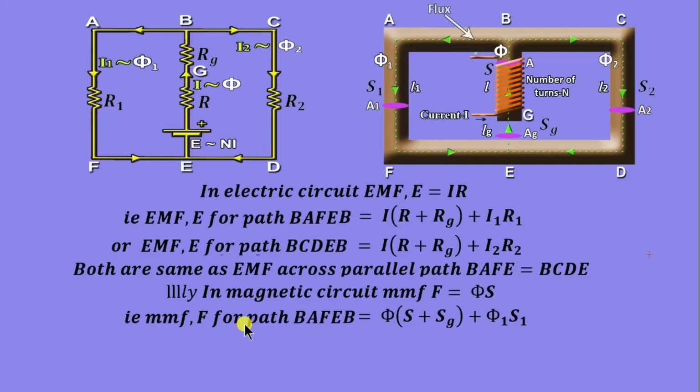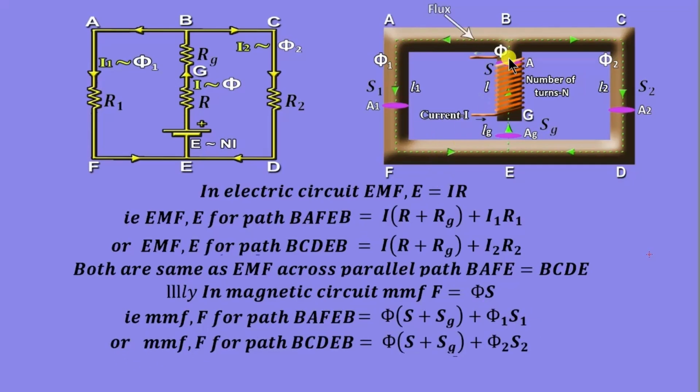MMF F for path BAFEB is the drop in the series-connected air gap and this main limb, that is phi into S plus SG plus this limb phi1 into S1. The same drop is coming here also, or MMF F for path BCDEB is phi into S plus SG plus phi2 into S2.